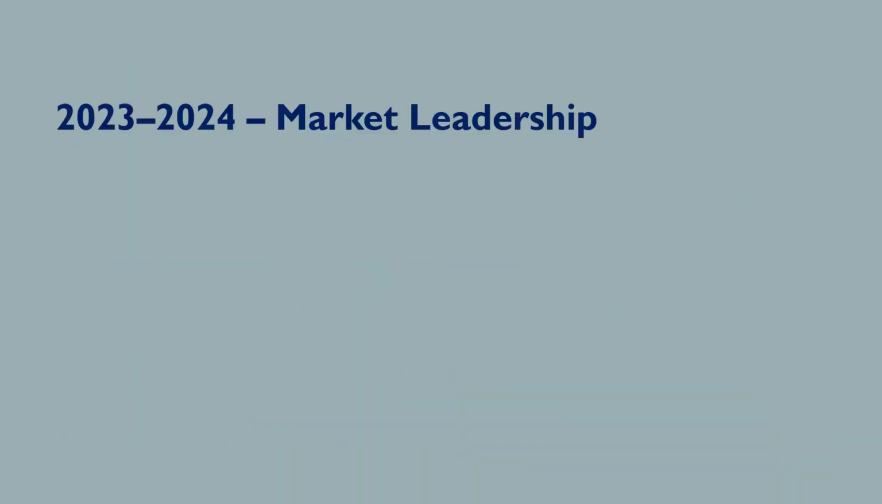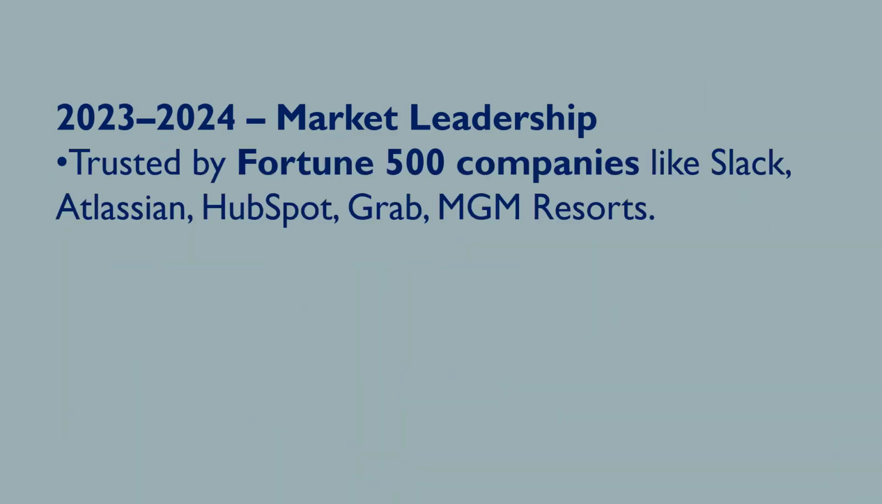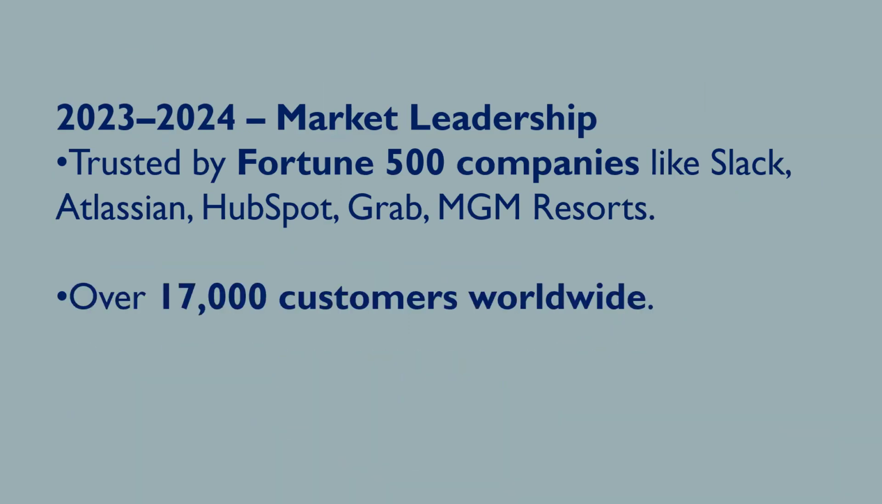After this, 2023 and 2024 last year, market leadership, trusted by Fortune 500 companies like Slack, you know, this HubSpot, all this MGM Resorts, all these things. Worldwide, almost they will have 17,000 customers worldwide. Customers are nothing but for them customers, you know. For us, these are all like companies. Understood? Almost 17,000 companies are using this Workato at this moment.